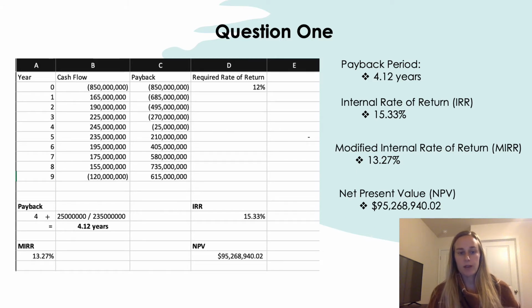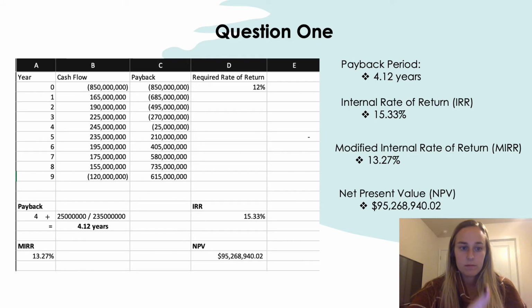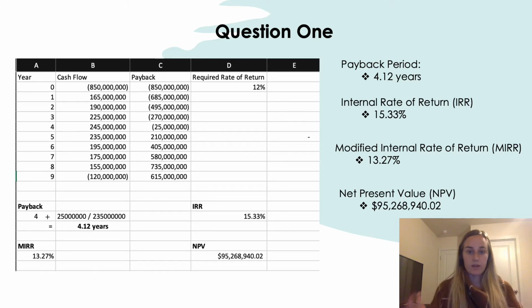So the first thing we're asked to calculate is payback period. Payback period in a sense like this is real easy to calculate. All you do is start with the negative $850 million that it's going to cost them to acquire it. So immediately they're in the hole, as any investment would be. They're in the hole $850 million. Year 1, they produce $165 million in positive cash flows. So what you do is add that to your negative $850 million, and you get negative $685 million.